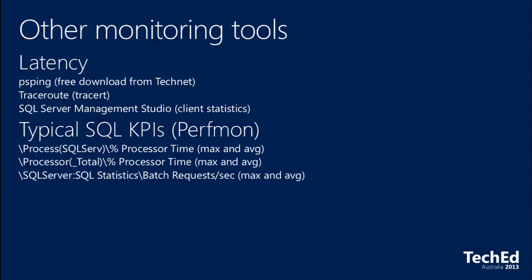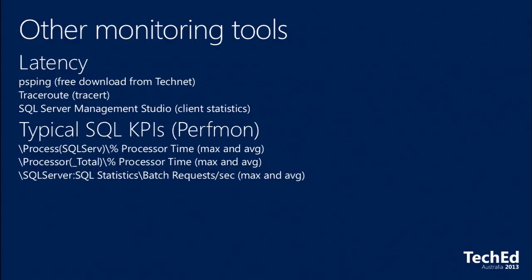For monitoring latency, I showed you how to do that in Management Studio. Traceroute, of course, for the network focus, is still an issue. It'll tell you where the delays are on the path to the center, so if you're trying to find where the delays are occurring, that's useful. There's a free tool from TechEd called PSPing, which is a PowerShell one. That's worth a look as well.